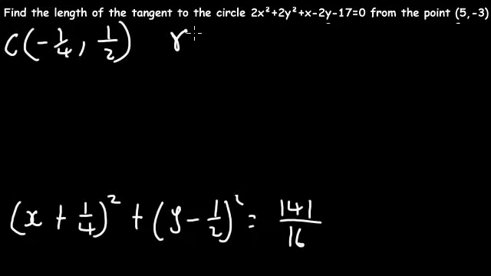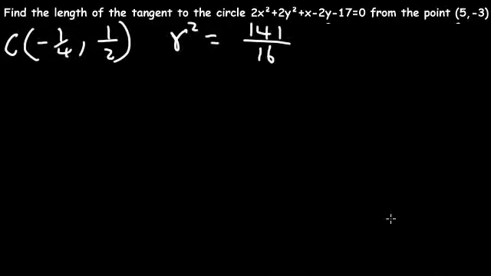What about the radius? The radius would be equal to the square root of this, because r squared is simply the same as this. So do we really need the radius? Let's just use it like that. In fact, it's just r squared we need. So r squared is just 141 over 16. Perfect. Now we need p squared.